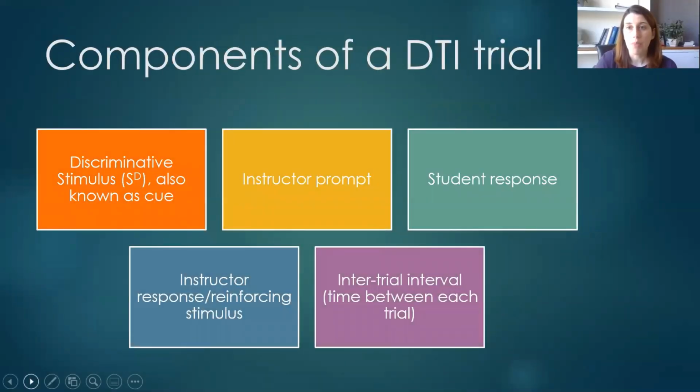So going back to those 5 components of a DTI trial, what are they? You have the discriminative stimuli, also known as an SD, also known as a Q. Those 3 names can be used interchangeably. You have the instructor prompt, the student response, the instructor response, or the reinforcing stimulus, and the intertrial interval. We're going to go through each one of these specifically and really dive deep into making sure that while you're presenting DTI trials, you are utilizing all components to make sure that it's an effective trial.